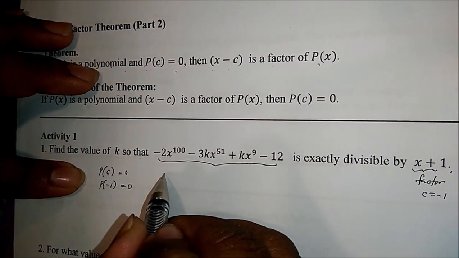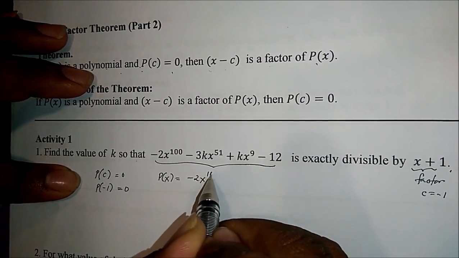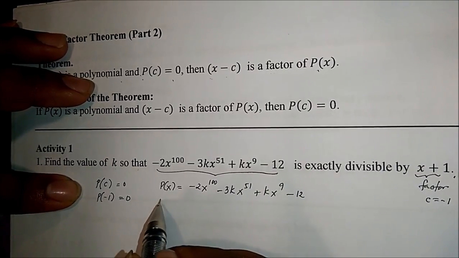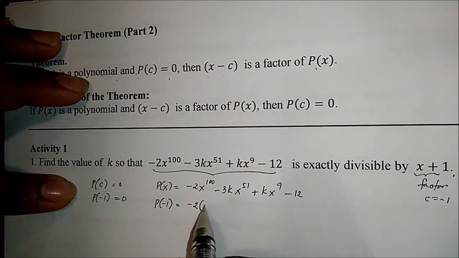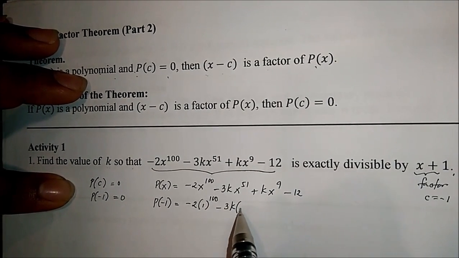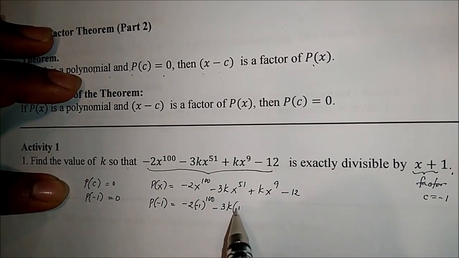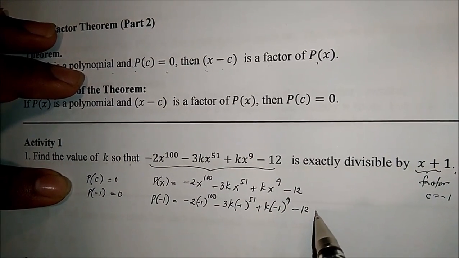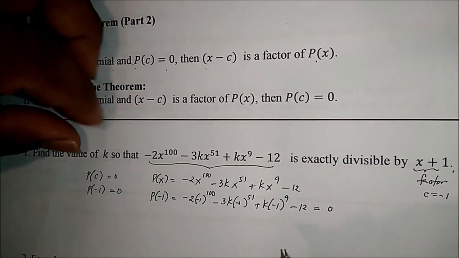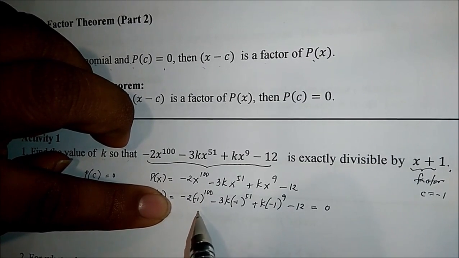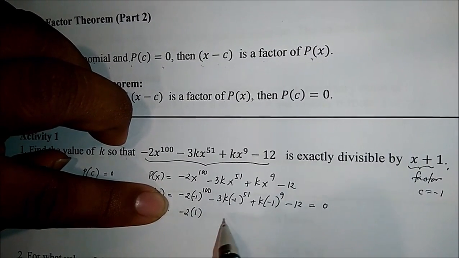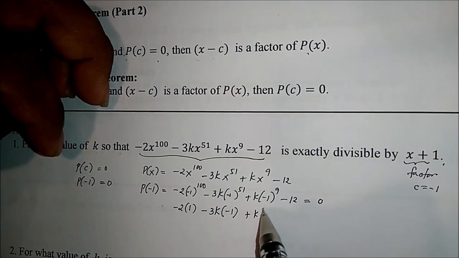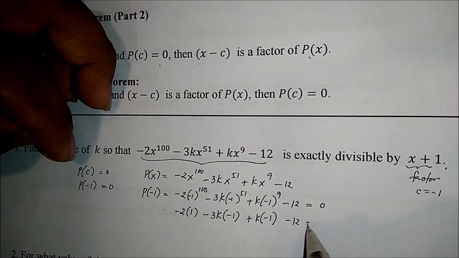So, given our p of x, which is negative 2x raised to 100 minus 3kx raised to 51 plus kx raised to 9 minus 12. If we substitute negative 1 to x, then we have negative 2 times negative 1 raised to 100 minus 3k times negative 1 raised to 51 plus k times negative 1 raised to 9 minus 12. In this case, the remainder should be equal to 0. Okay, now let's simplify. Negative 1 raised to 100 is positive 1, times negative 2. Then minus 3k times negative 1 raised to 51, which is negative 1, plus k times negative 1 raised to 9, which is negative 1, minus 12. And this should be equal to 0.